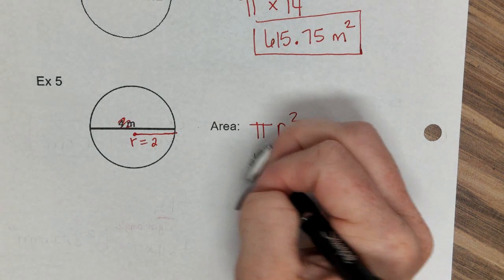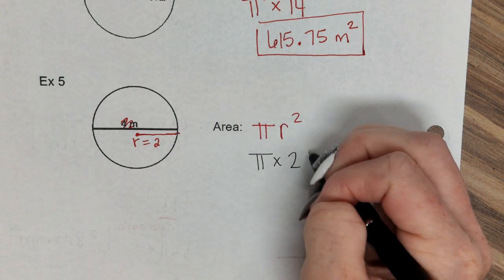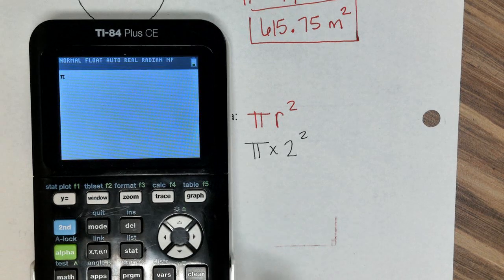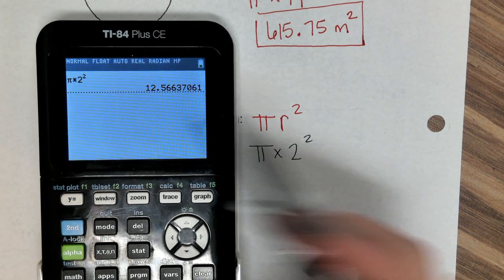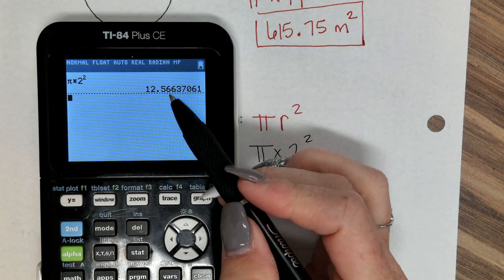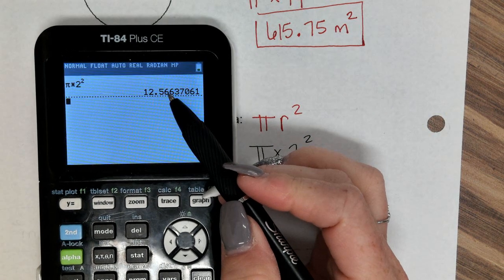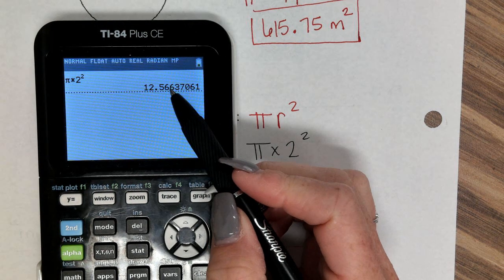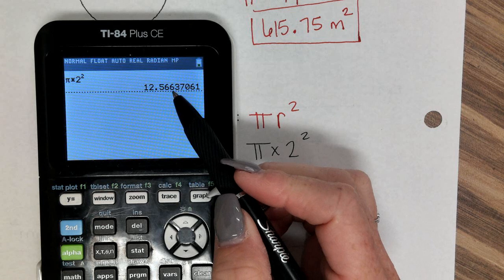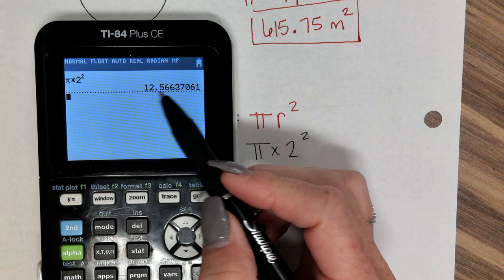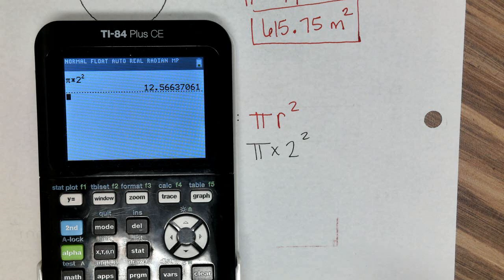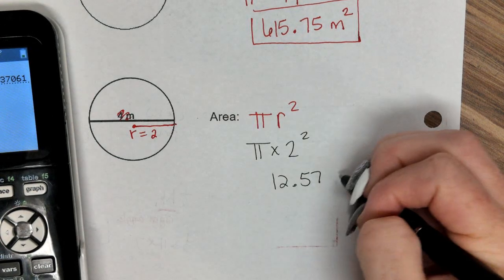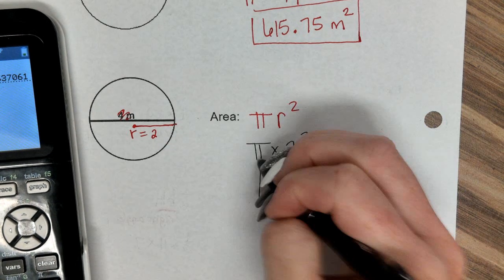So you're going to do pi times 2 squared. So I do pi times 2 squared. Am I going to write the entire answer? No. Now everybody look. If you want to, you can go to mode float 2 and it'll round it. But if not, you're going to stop at this place. But if the third number is 5 or more, you raise the number, so instead of 56, it's going to be 57. 12.57 meters squared.